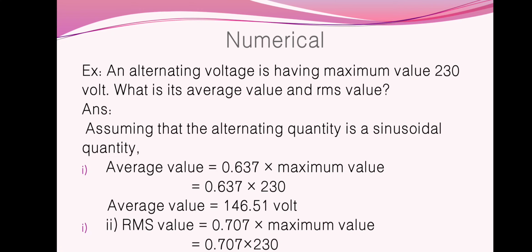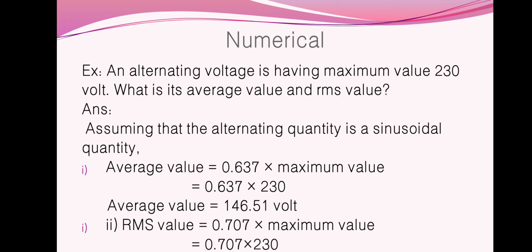Next numerical is: an alternating voltage is having maximum value of 230 volt. What is its average value and RMS value? Answer: assuming that alternating quantity is sinusoidal. So we are studying here sinusoidal quantity, so we will assume sinusoidal quantity.